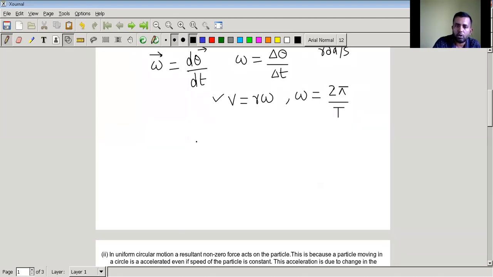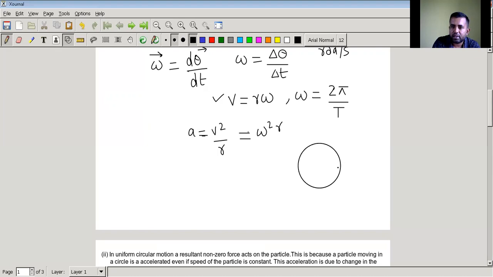You should also recall from the lecture on kinematics of uniform circular motion that acceleration is equal to v square by r, where r is the radius. If you substitute the value of v here, you are going to get omega square r. Before moving on, let us just recapitulate this point, that as the particle moves in a circle, right?